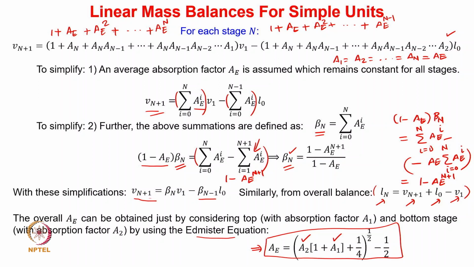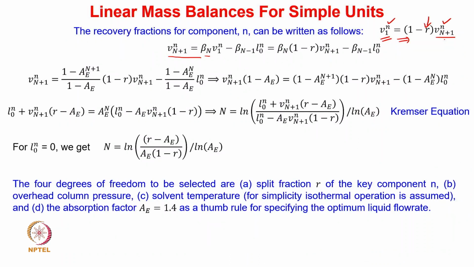Now if I write down the equation for the key component, you can see that this is the equation for the key component. Here this V1, which is the output coming from the absorption unit, I can replace by using this equation. So if I replace this V1 using this equation, what are we going to get? We are going to get beta n (1 minus R) Vn plus 1 raised to the power n minus beta n minus 1 L raised to the power L naught n.